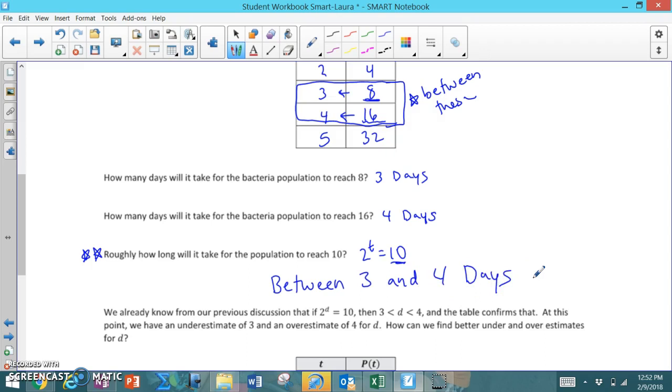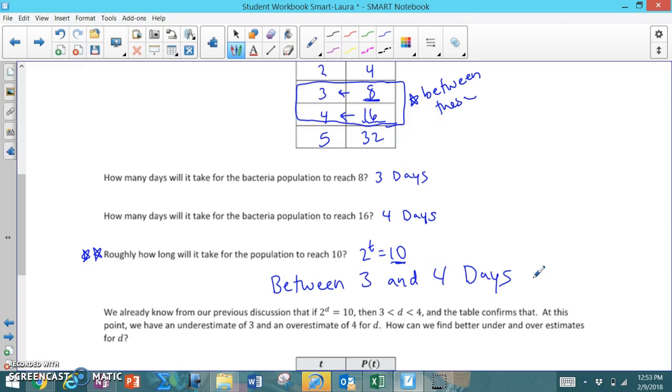So the second thing we're going to want to be able to do from this section is be able to do a problem like this and get as close to accurate as we can. The first step to that is going to be able to figure out the two integers that it's between. So just like we did, if we want to know how long it takes to reach 10 days by using this table, I can see that it's between 3 and 4 days.